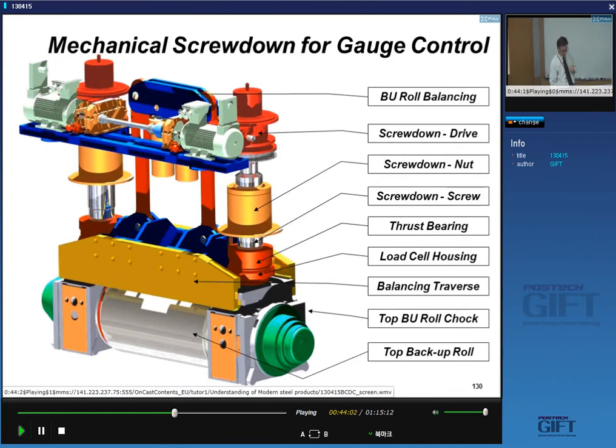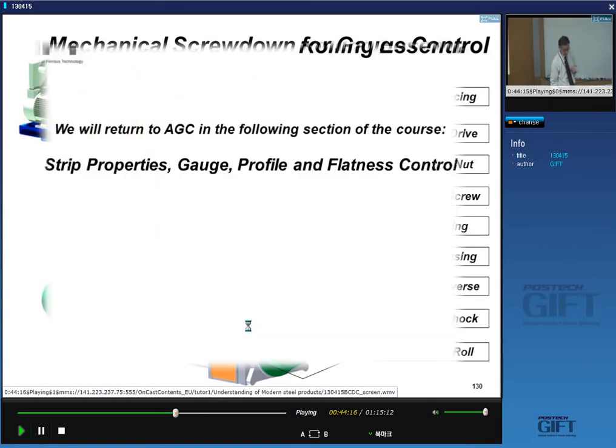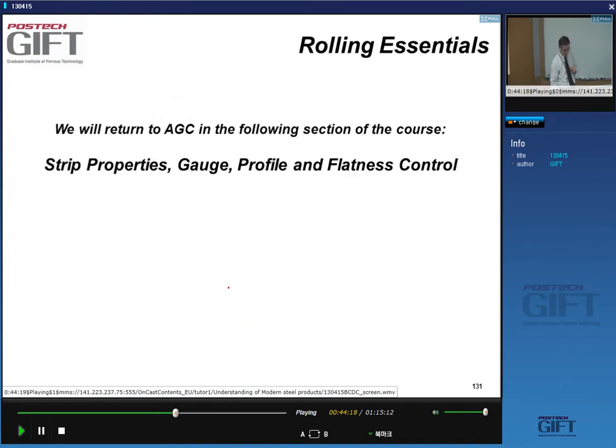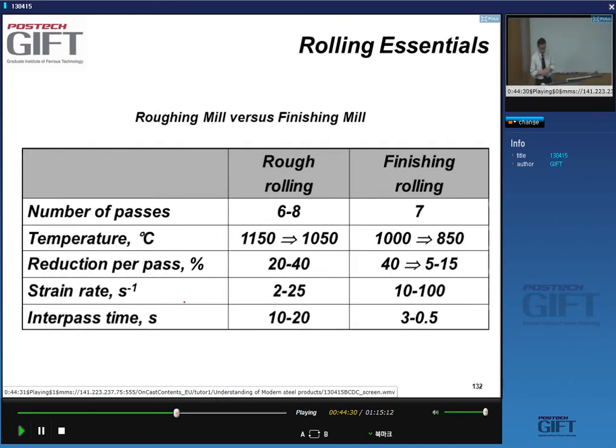Again, this is what it looks like in three dimensions. You can see here the electrical motor, here the screw downs, and this is where the pressure is applied on the backup roll chuck. We'll talk a little bit more about this when we talk about product quality. We will continue first with the hot strip mill, and in particular the finishing mill.